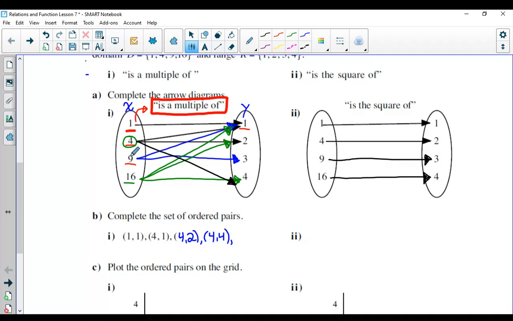When x is 9, y is 1. When x is 9, y is also 3. When x is 16, y is 1. When x is 16, y is also 2. And when x is 16, y is also 4.